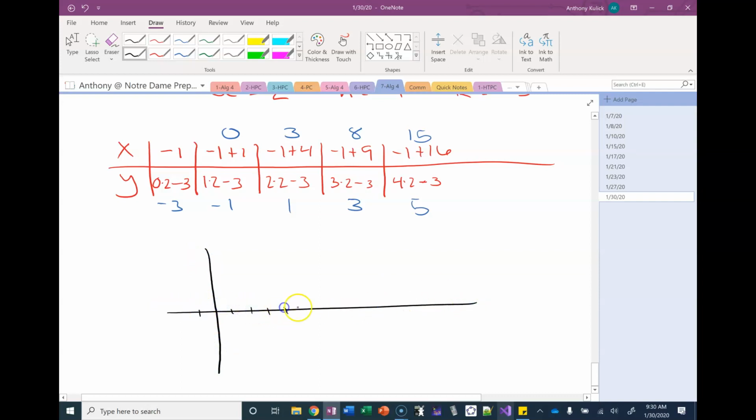Two, 3, 4, 5, 6, 7, 8, 9, 10, 11, 12, 13, 14, 15. And 1, 2, 3, 1, 2, 3, 4, 5. So I have -1, -3, 0, -1, 3, +1, 8, +3, and then 15, +5.